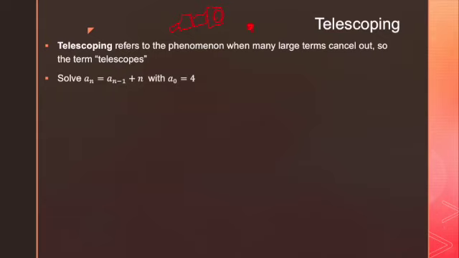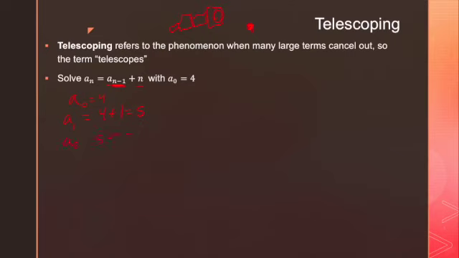So why don't we go ahead and solve this using our approach to telescopes. Let's find the first few terms. a sub 0 is 4. a sub 1 is 4 plus 1, right? Because our term is the term before it plus n, so that gives me 5. a sub 2 is 5 plus 2, which is 7.